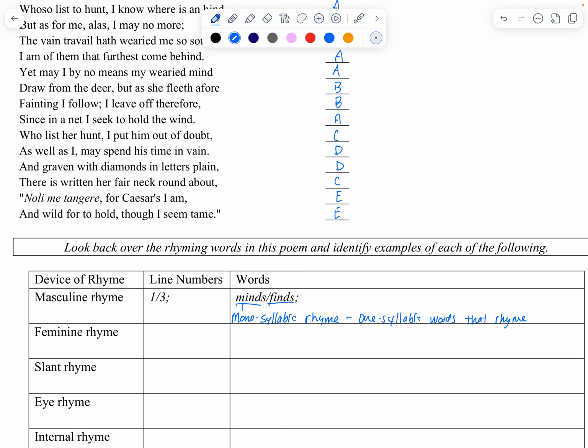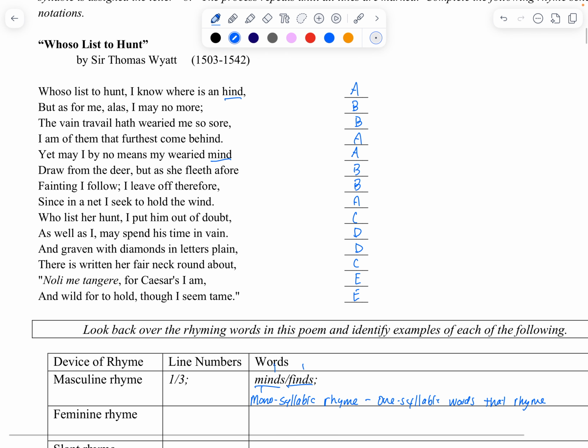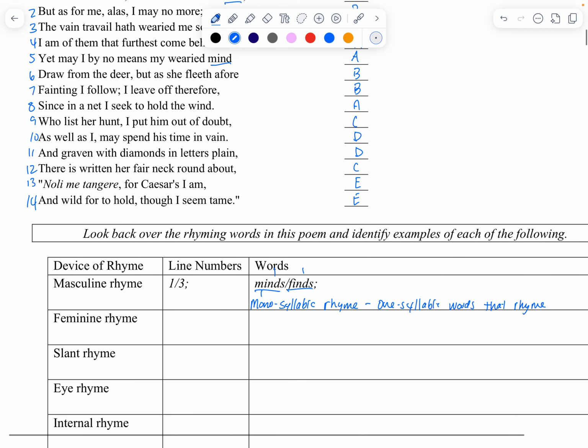Minds, when you put your hand under your chin and you say it out loud, you'll notice your chin touches your hand once, so that is a one syllable word, as is finds, okay? A monosyllabic, one syllable words that rhyme. Okay, and so we see mind here, we see hind here, so we actually see these in, let me number my sonnet. We actually see these in lines 1 and 5. 1 and 5, okay?